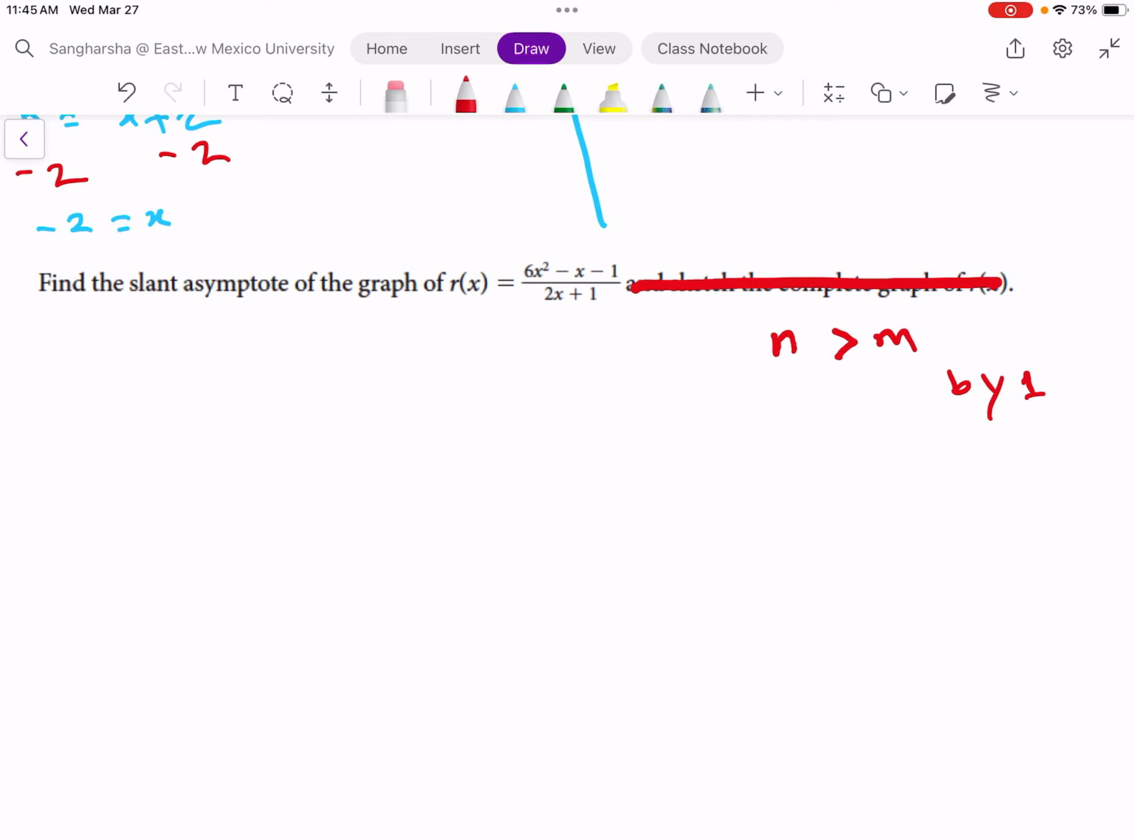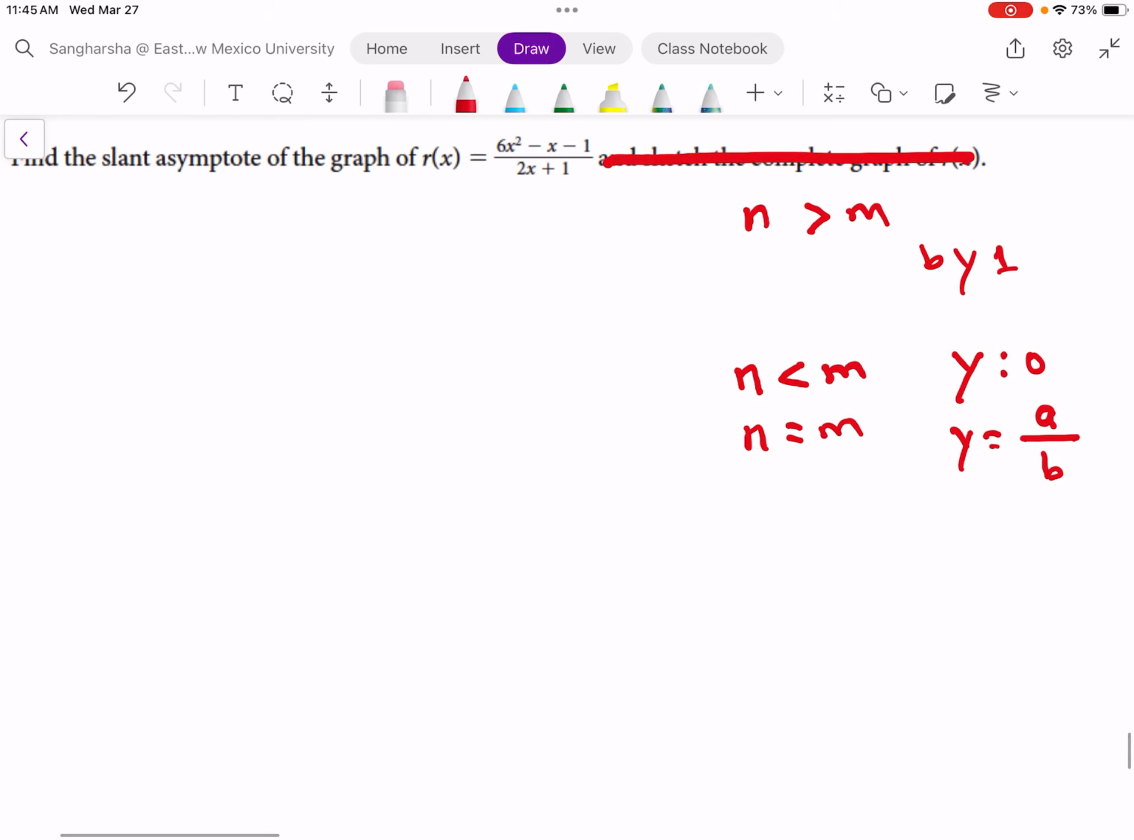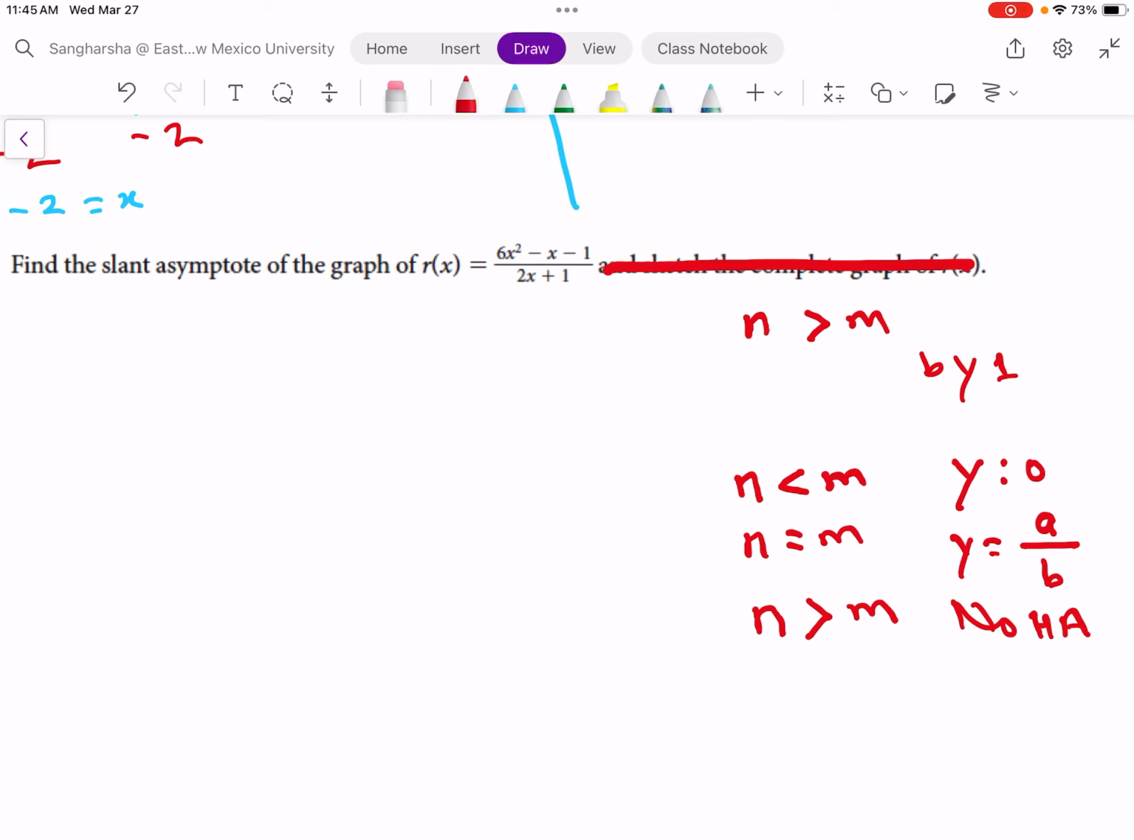One more time, for the horizontal asymptote, if the degree of numerator is less than degree of denominator, y equals 0 is the horizontal asymptote. If the degree of numerator equals degree of denominator, then y equals the coefficient of the leading term in the numerator divided by the coefficient of the leading term in the denominator. If the degree of numerator is greater than degree of denominator, then there is no horizontal asymptote.